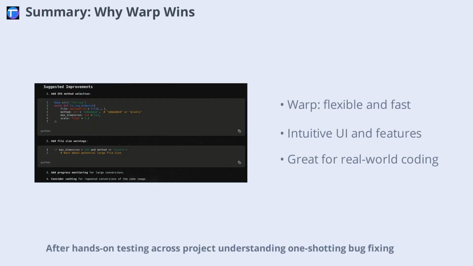After hands-on testing across project understanding, one-shotting, bug fixing, and code review, Warp consistently delivered a smoother, more flexible, and developer-friendly experience. Its support for multiple models, intuitive UI, and productivity features like Warp Drive and workflow templates make it a standout choice. While Claude Code remains a strong tool, Warp's innovation and attention to real-world developer needs give it the edge. If you're looking to upgrade your terminal workflow, Warp is definitely worth a try.